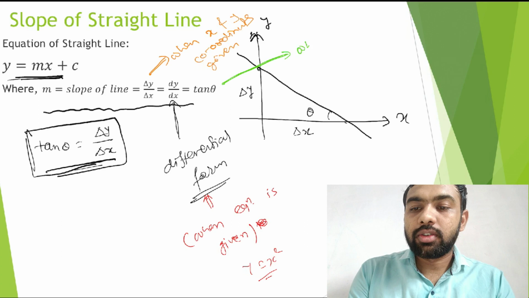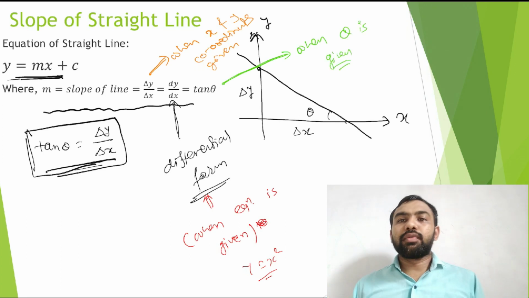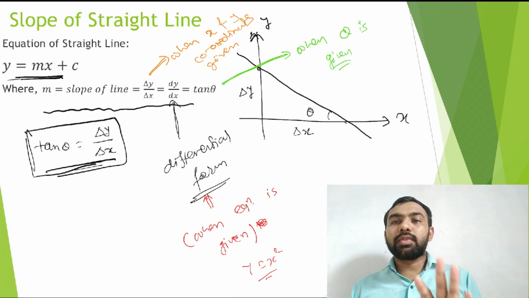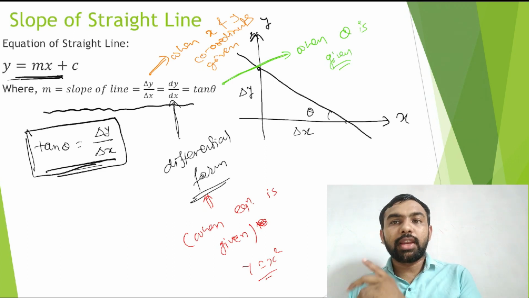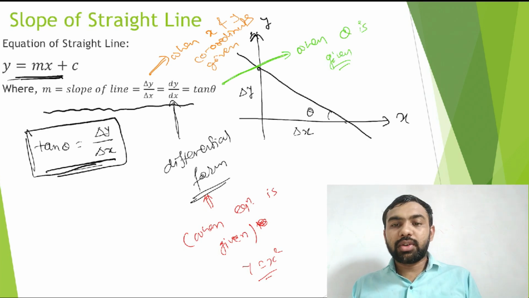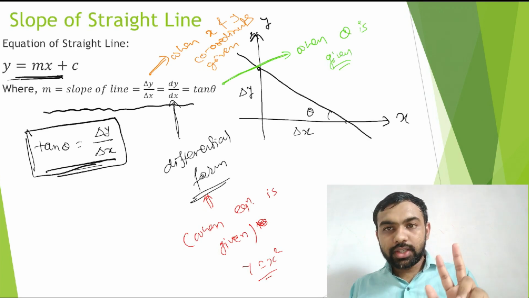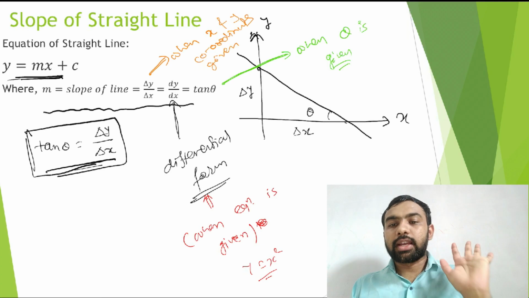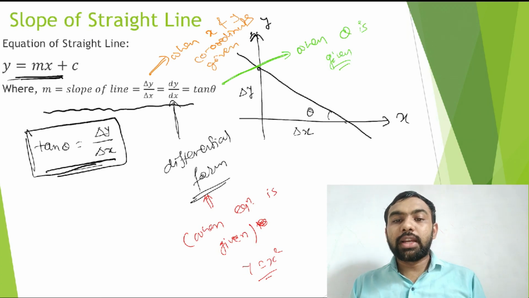Tan theta is used when theta is given. So we have to find the slope of any line in these three ways. First, when x and y coordinates are given to us. Second, when the equation is given to us. And third, when theta is given to us. Okay, let's understand this in detail.